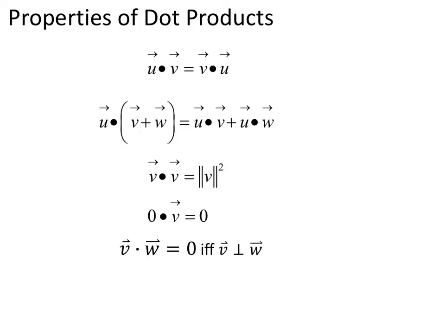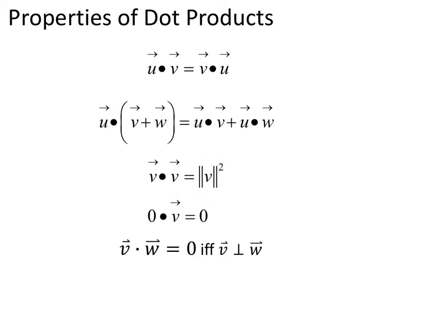Here are some properties of dot products. Go ahead and pause the video and write these down. So we just proved this one. Dot products are commutative. It's also distributive, so u dot v plus w is the same thing as u dot v plus u dot w. We just showed this one. V dot v is just the magnitude squared.